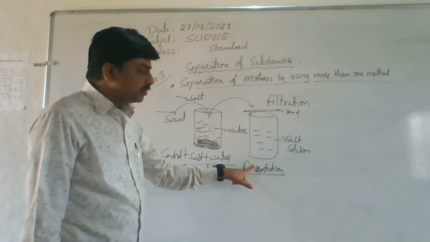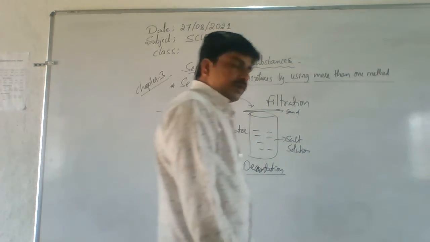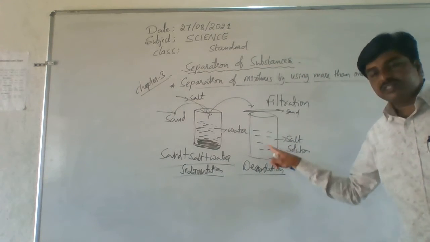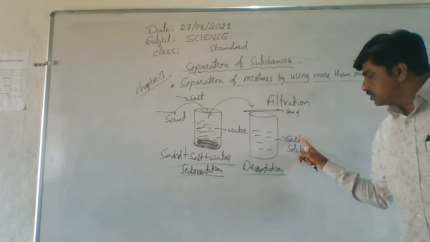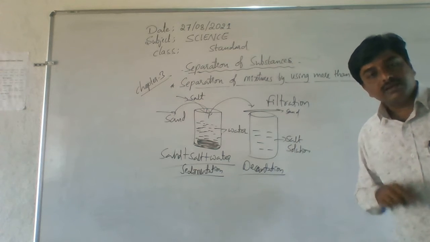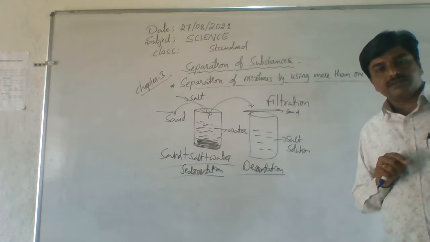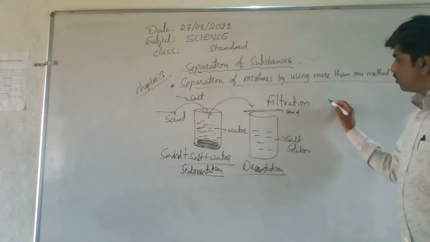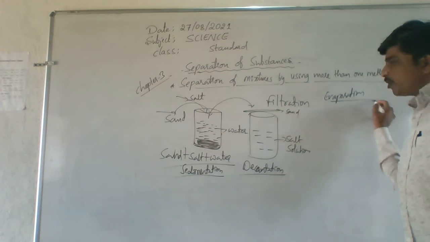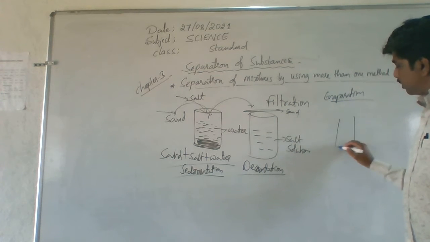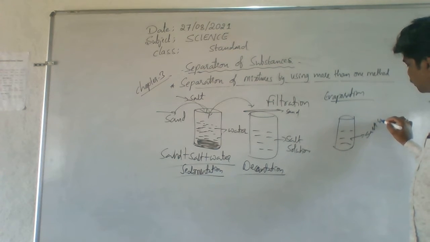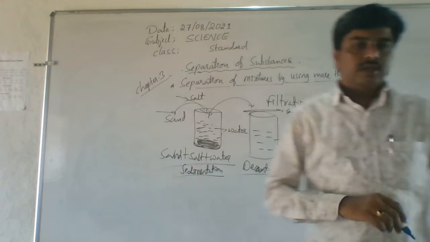By using the filtration and decantation method, you can separate the sand particles separately, and in the beaker you get salt solution. Understand? Now you have to separate the salt from this water. Which method do you use to separate the salt from water? Just think about what I explained in the last classes. Yes, what is that? The evaporation method. So take that beaker which contains the salt solution and heat that.